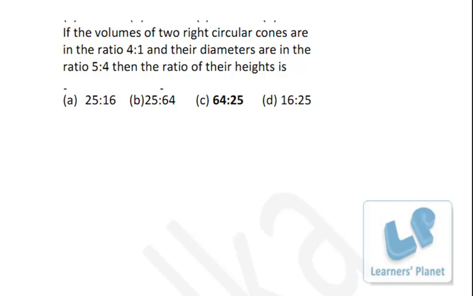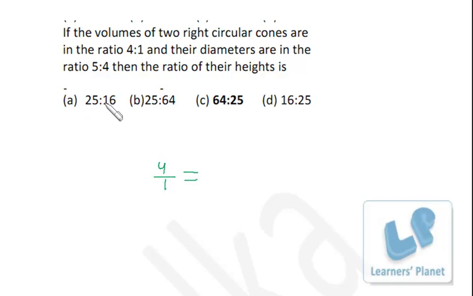Okay, the volumes of two right circular cones are in this ratio. Their diameters are in this ratio. The ratio of their heights is? Okay, so volume ratio is 4:1. So 4 by 1. Directly write down the calculation, right? Do not waste time in writing down the formula. Now you know the volume of a right circular cone is 1/3 pi r square h. Now 1/3 pi in numerator and denominator will be cancelled. So you are just left with the r square h of the first cone in the numerator and r square h of the second cone in the denominator, right?